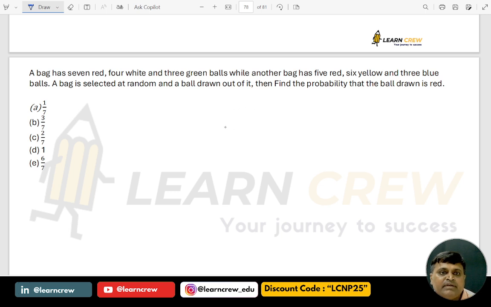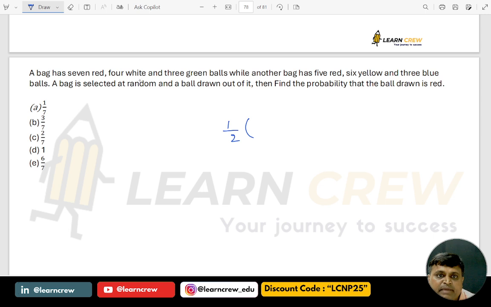A bag has 7 red, 4 white and 3 green balls, while another bag has 5 red, 6 yellow and 3 blue balls. A bag is to be selected at random and a ball drawn out of it. Then find the probability that the ball drawn is red. So you have to select the bag once out of 2 bags. A bag has 7 red and another bag has the other combination. So you have to select the first bag.